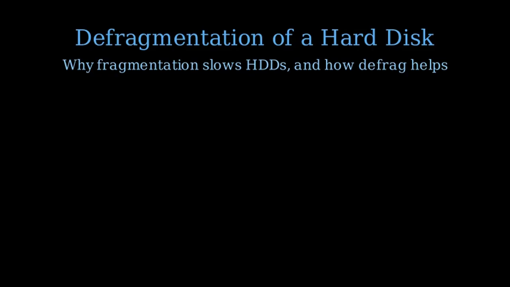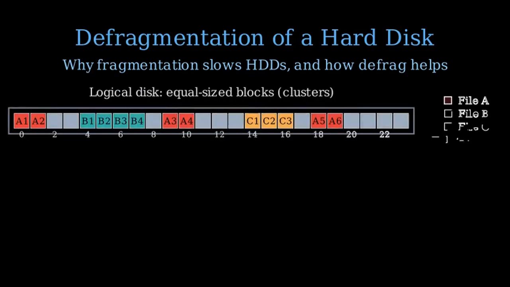That is fragmentation. Here is a mini disk with file A in red, file B in teal, file C in orange, and gray blocks are free space. Imagine the read and write head as a little pointer that must move to each piece of the file in order. To read file A, we start at A1, then jump to the next piece, and so on. Every jump is a seek, which costs time. Jump 1, jump 2. More jumps means slower reads.